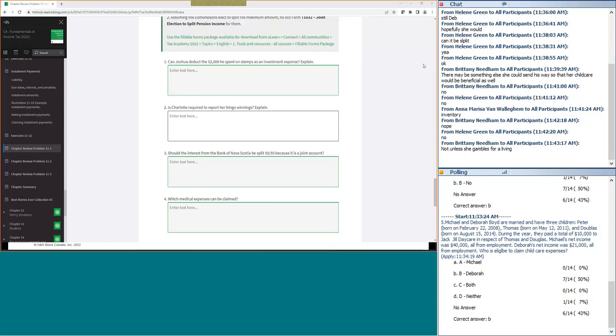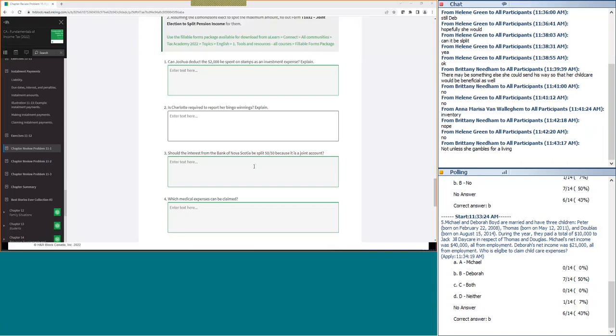They are not captured in the Income Tax Act. And Brittany, thank you, unless she gambles for a living. If she's a professional bingo player, I don't think there are professional bingo players, but let's say it was poker. If she's a professional gambler, then yes, but in this case, no.